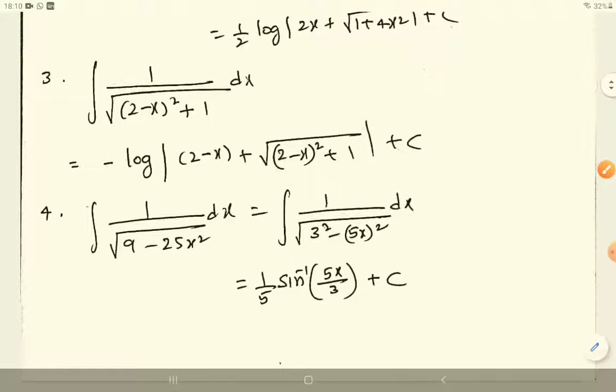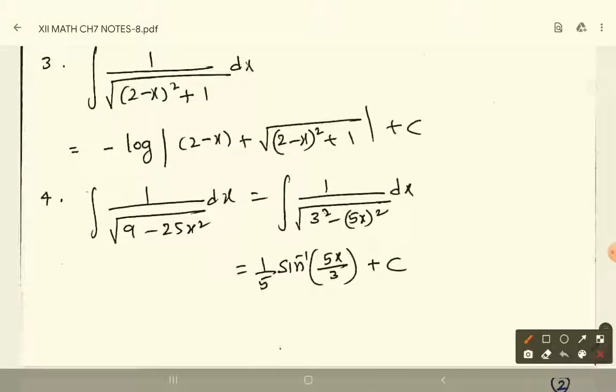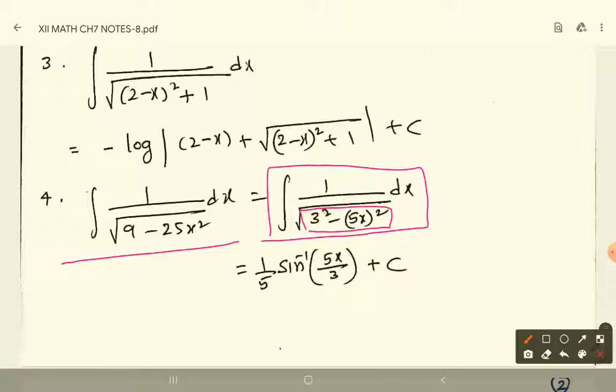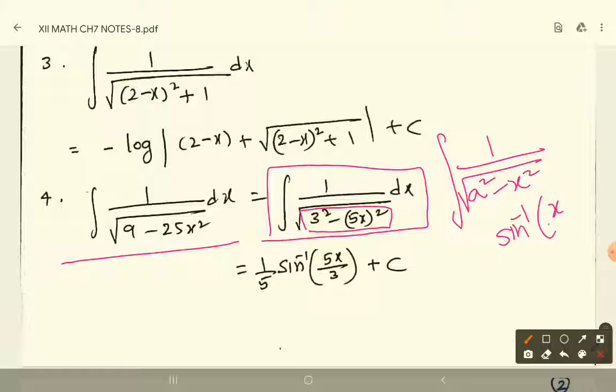Now the fourth question is the integration of 1 by square root of 9 minus 25x square into dx, which can be written as 3 square minus (5x) whole square under the root. Kindly notice it. The formula related to 1 by root over a square minus x square integration is sin inverse x by a. The formula can be applied.